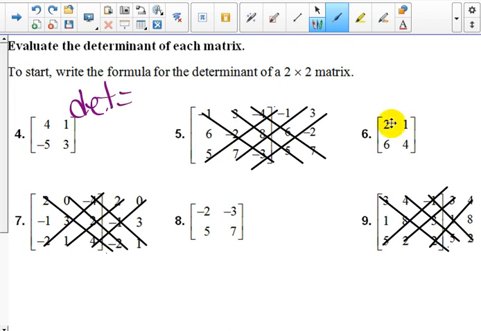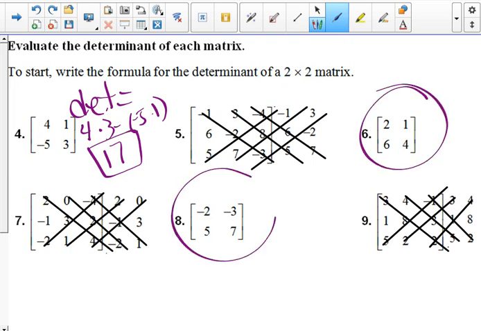I would write that in so you know how to calculate it by hand. It's much easier to do the 2 by 2 matrices by hand than to type them in. So it's just 4 times 3 minus negative 5 times 1, which is 17. Okay, now do number 6 and do number 8 the exact same way. So 2 times 4 minus, and then do 8.